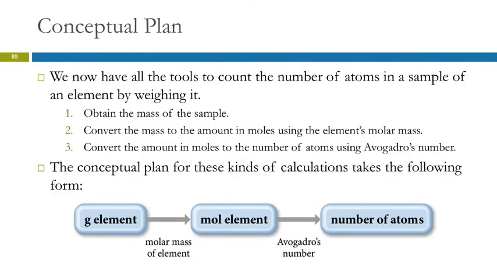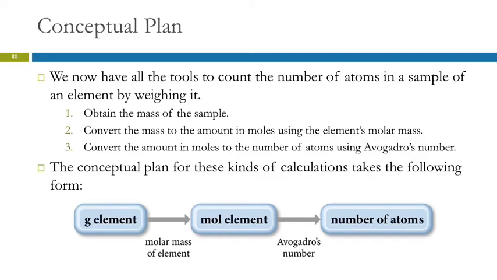So now we have everything we need so that we could count atoms by weighing them. You would need the mass of the sample. You'd convert the mass in grams to the amount in moles, like we just did, using the element's molar mass. And then from the number of moles, we can figure out how many atoms there are using Avogadro's number.